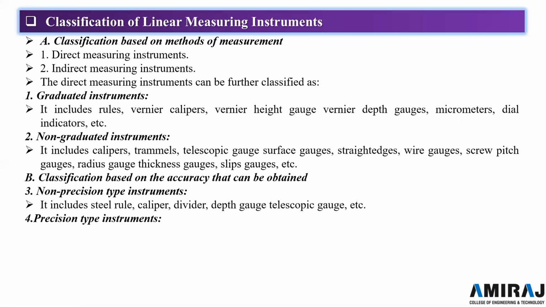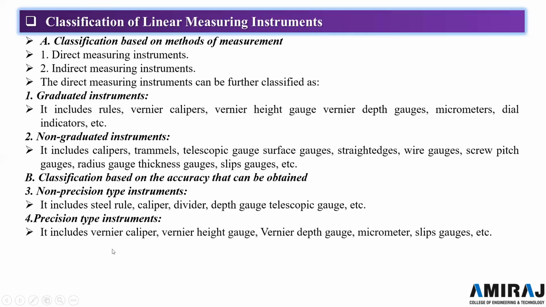Here you can see there is a classification based on accuracy. Accuracy is a different thing, and precision type instrument is different. Here there is simple caliper, depth gauge, and steel rule, while here it is vernier: all types of vernier instruments, which include vernier caliper, height gauge, depth gauge, micrometer, slip gauges. These come in the precision type instruments.